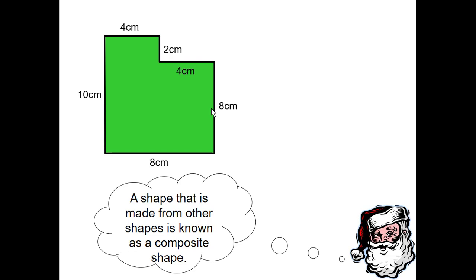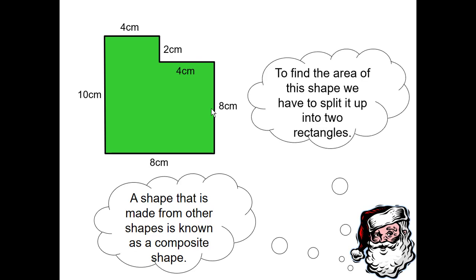So would it be easy to find the perimeter of this shape? I would say yeah, because all the sides are given, you just add them. But how about the area? Do you think it would be very easy to find the area of this shape? Let's take a look and see.